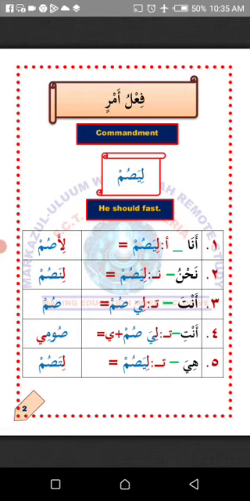Number five, hiya, she. So how do we change the verb liyasum to suit hiya? All you need to do is to detach ya'un and attach ta'un. So the verb liyasum will now become litasum, which means she should fast. Remember, we use ya'un to talk about a single male person and ta'un to talk about a single female person. Talking about them does not mean talking to them directly. La'alaka fahimt? I hope you understand.